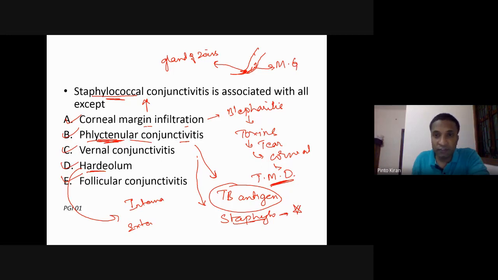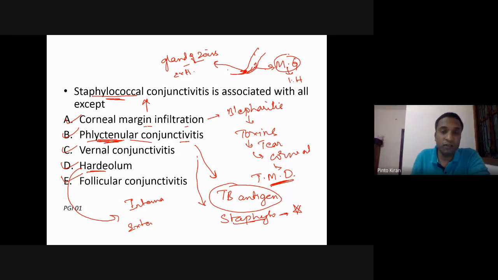Whenever there is an infection of the meibomian gland, this is known as an internal hordeolum. So how do you remember? This is the inner side, so remember, this is an internal hordeolum. This is outside towards the skin, so that will produce an external hordeolum. That is the best way to remember. So the hordeolum can be internal or external.